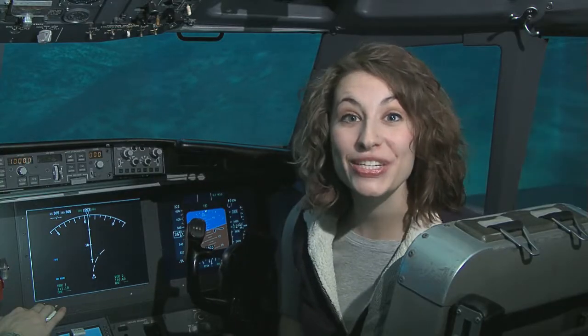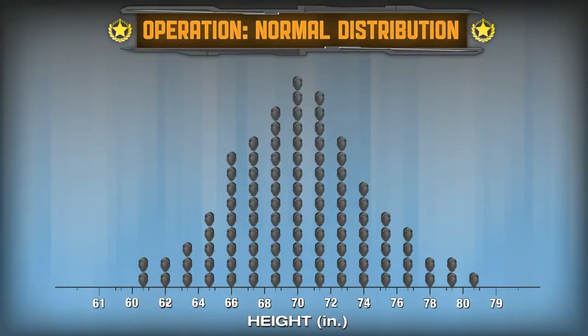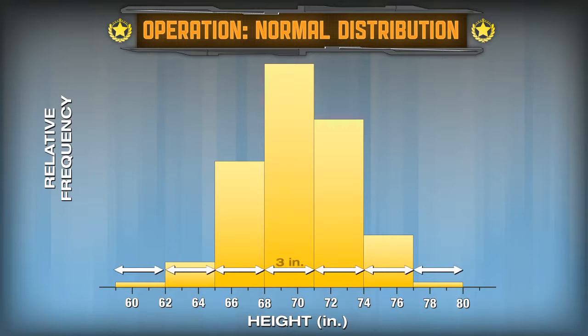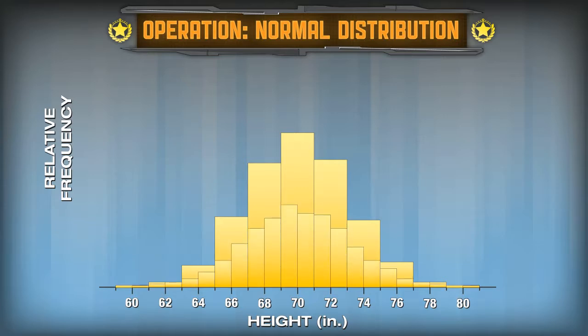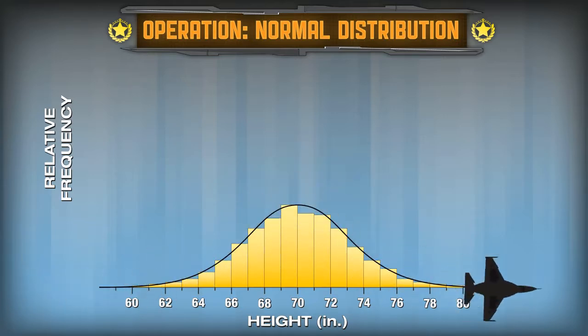Let's create a histogram for this data. Here, our intervals for height data are 3 inches wide. If we use narrower and narrower intervals, we see a bell shape emerge. A distribution with this type of bell shape is called a normal distribution.